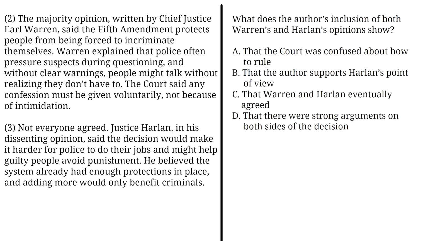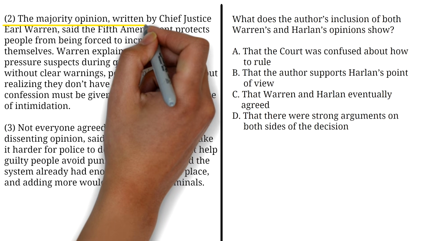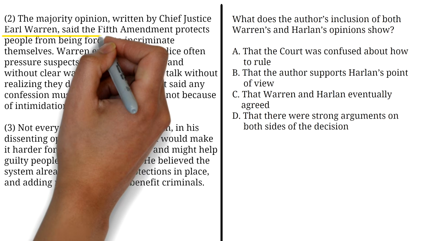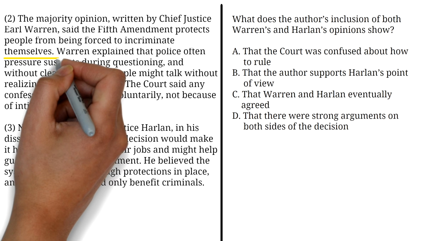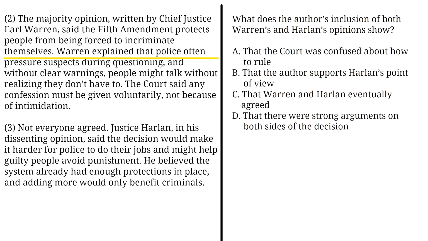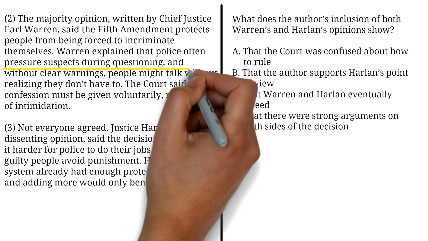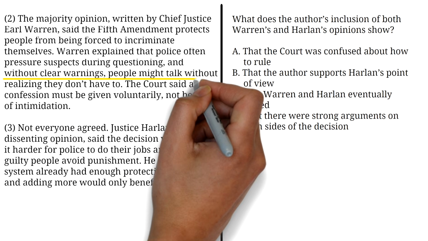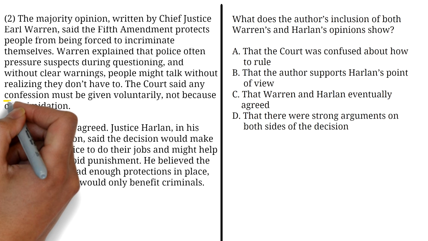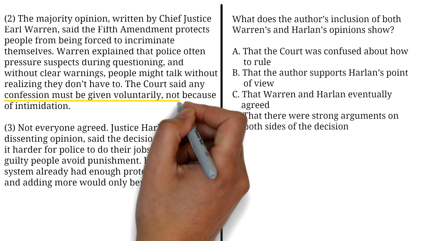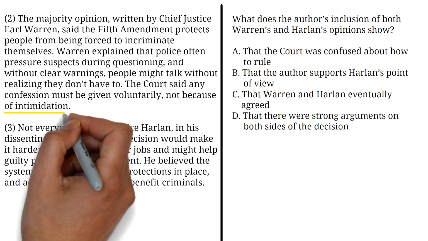Let's start with paragraph 2. Paragraph 2 reads, "The majority opinion, written by Chief Justice Earl Warren, said the Fifth Amendment protects people from being forced to incriminate themselves. Warren explained that police often pressure suspects during questioning, and without clear warnings, people might talk without realizing they don't have to. The court said any confession must be given voluntarily, not because of intimidation."